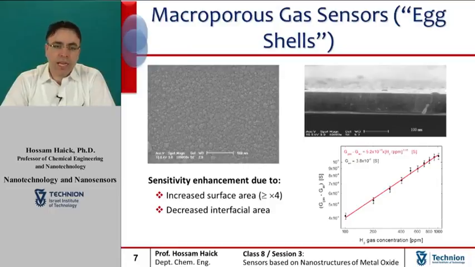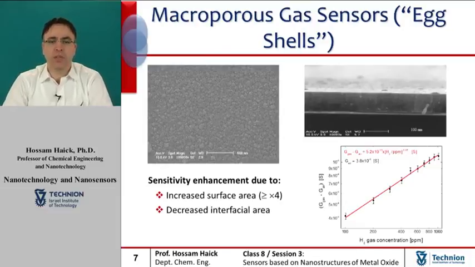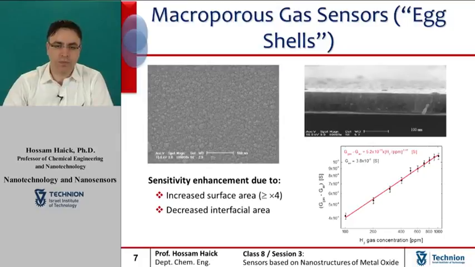When you compare the gas sensitivity of the eggshell structure with the plain films deposited under the same conditions on untreated substrates, you can clearly see a remarkable improvement in the performance of the templated films. This improvement is attributed to the increased surface area and the decreased interfacial area between film and substrate introduced by the microsphere template.